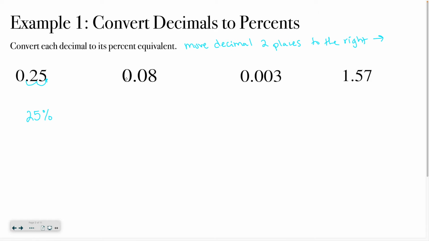Now I have 0.08. I move it 1, 2. So my decimal now comes after the 8. I don't have to write zeros in front of it, so that represents 8%.